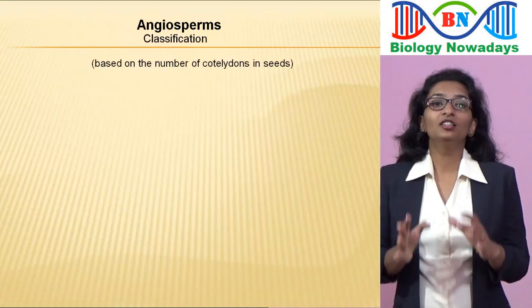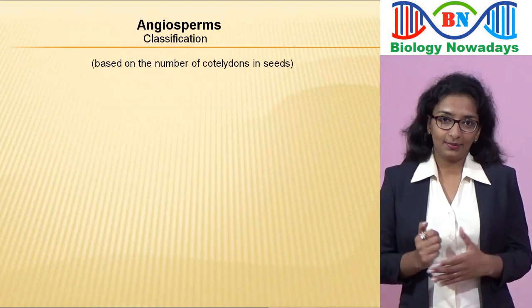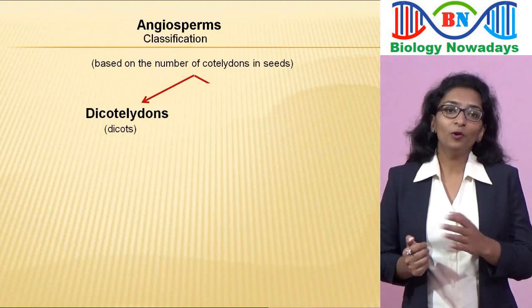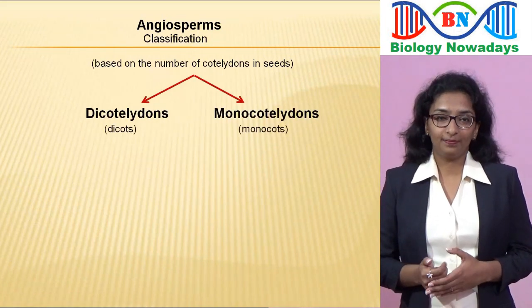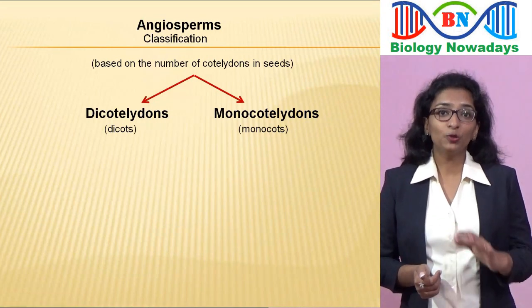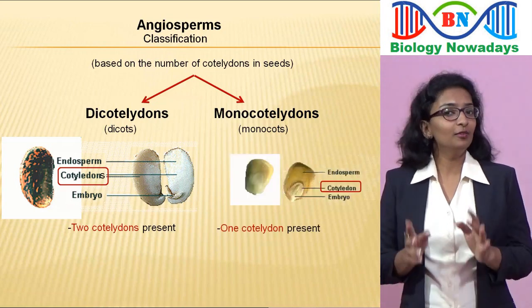Angiosperms are divided into 2 classes based on the number of cotyledons in seeds. The dicotyledons or dicots and monocotyledons or monocots. The dicotyledons are characterized by having 2 cotyledons in their seeds while the monocotyledons have only 1.